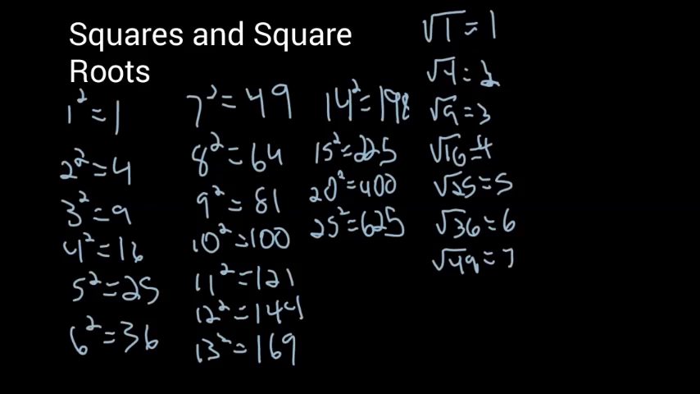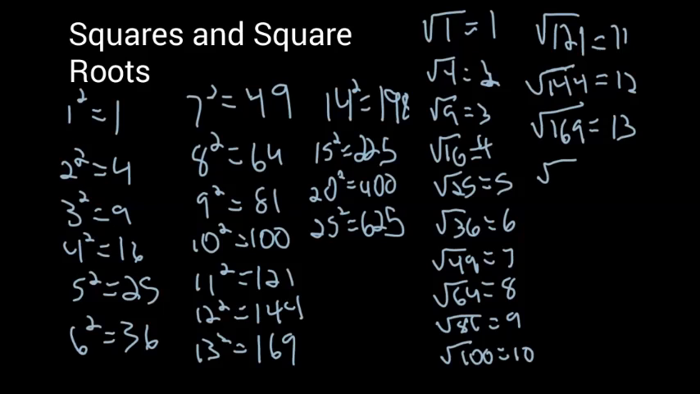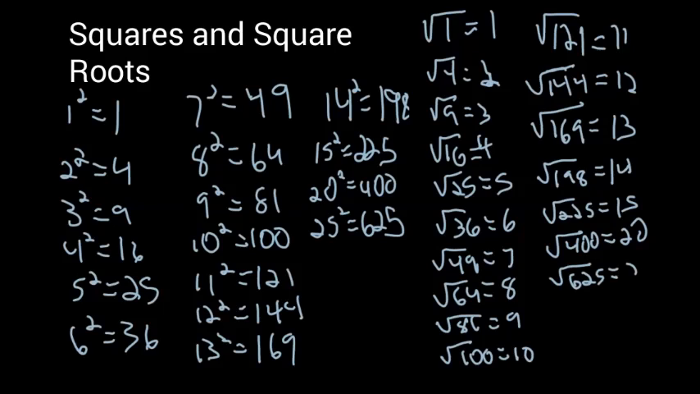So square root of 49 equals 7, square root of 64 equals 8, square root of 81 equals 9, square root of 100 equals 10, square root of 121 equals 11, square root of 144 equals 12, square root of 169 equals 13, square root of 198 equals 14, square root of 225 equals 15, square root of 400 equals 20, square root of 625 would equal 25. So next we'll talk about what happens when you don't have a perfect square root.